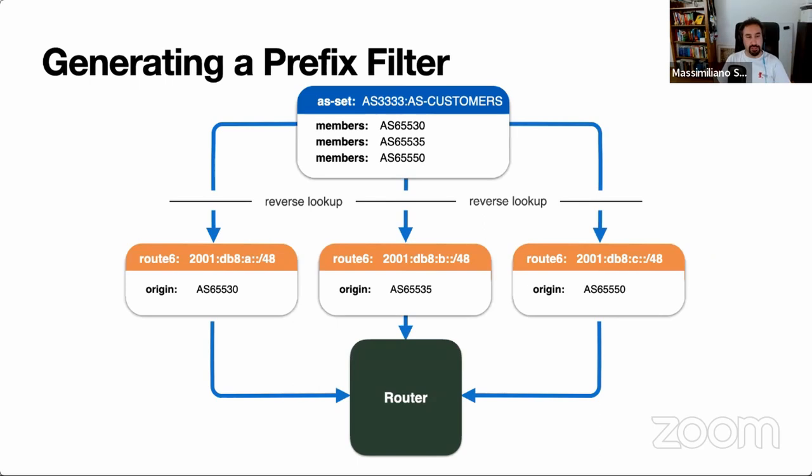So how do you generate a prefix filter? You have objects in the databases, the Internet Routing Registry. There are basically three types of objects. There are route and route6. These are two: one is for IPv4, the other one for IPv6. And then there are AS sets. AS sets are objects where I define who my customers are. So I can give you an idea now.